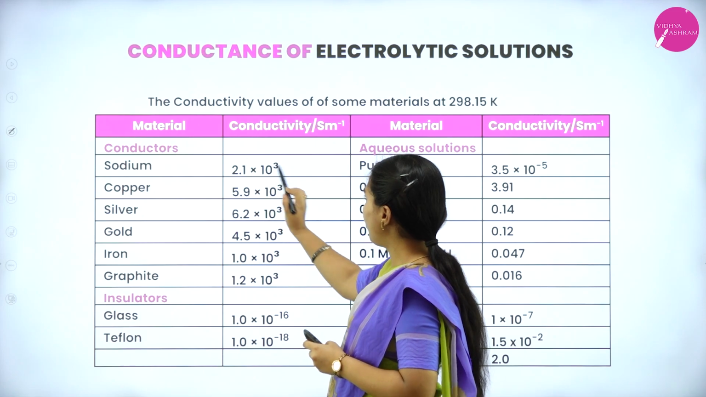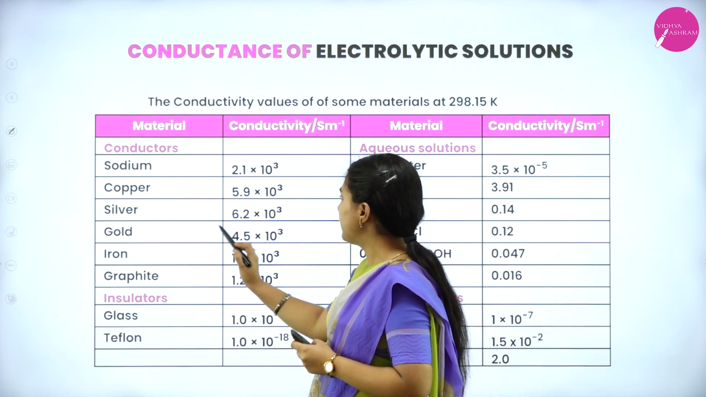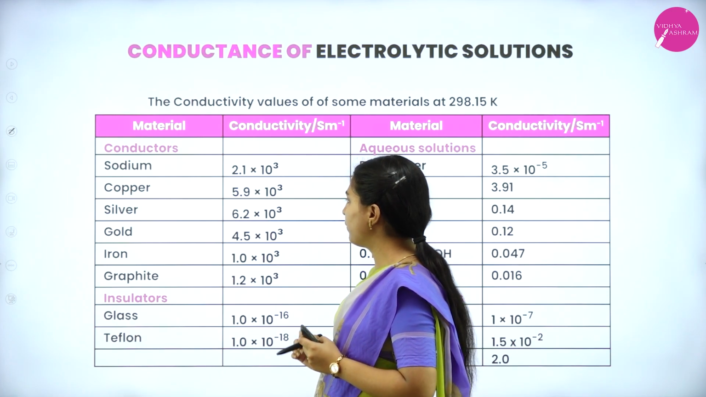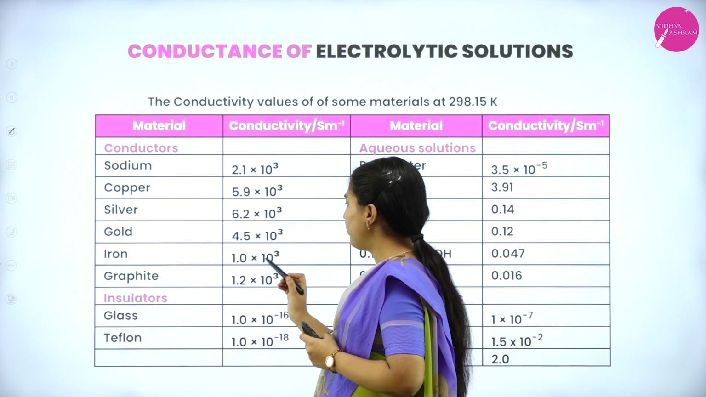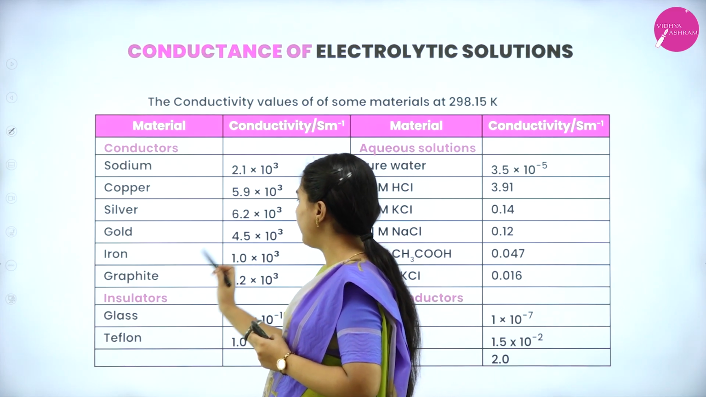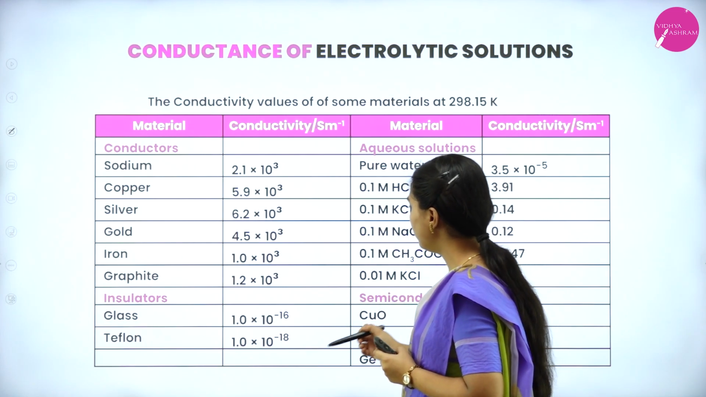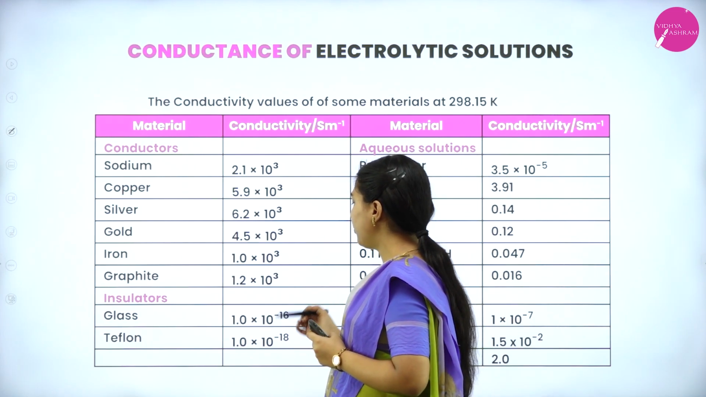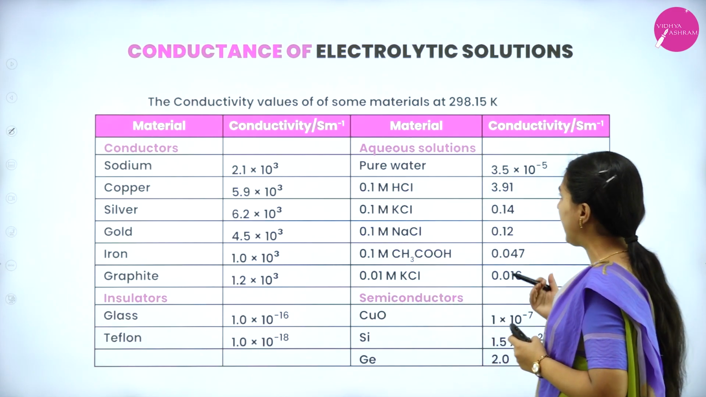Next, the conductivity values of some materials at 298.15 Kelvin. For sodium 2.1 × 10^3, copper 5.9, silver 6.2 × 10^3, gold 4.5 × 10^3, iron 1.0 × 10^3, graphite 1.2. Insulators like glass and Teflon 1.0 × 10^-16, Teflon also the same but 10^-18.